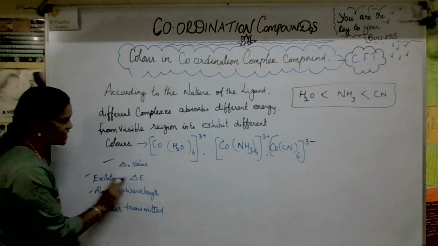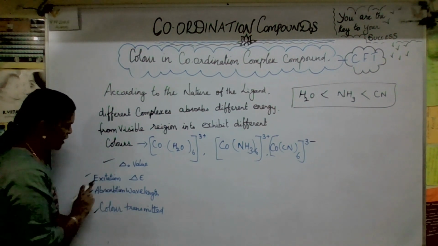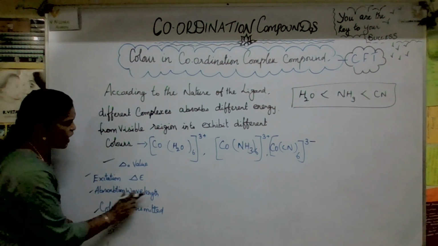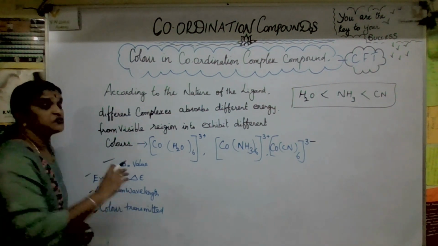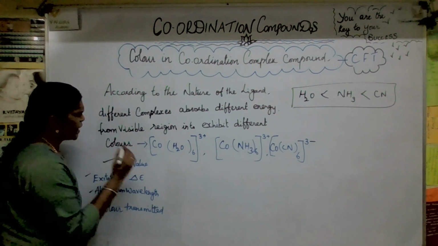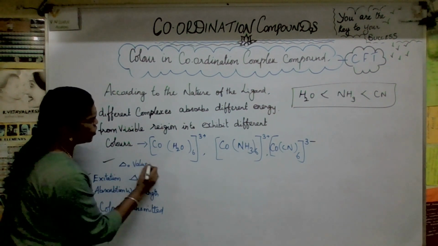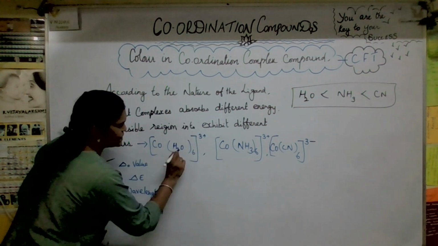Excitation value, that is excitation. Delta E value, that is the energy level, we have to identify. Absorption of wavelength and the color. What is the color? It is transmitted. Okay, now the delta naught value is actually very small because it is a weak ligand.